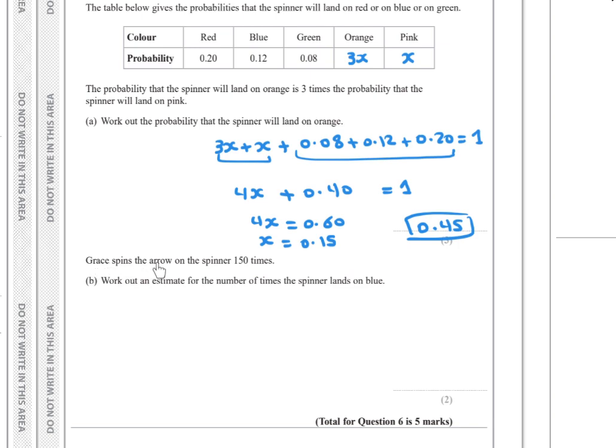Grace spins the arrow on the spinner 150 times. Work out an estimate for the number of times the spinner lands on blue. The probability of blue, 0.12, times the number of times, which is 150, equals 18 times.